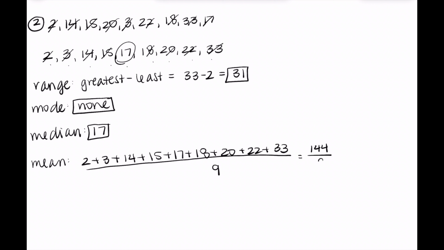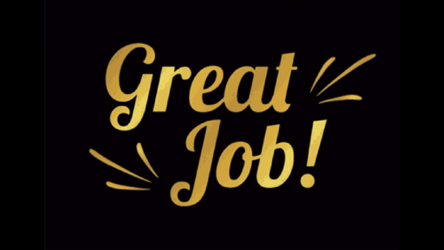When I add up all of the terms for our numerator, we get 144. 144 divided by 9 gives me 16. So 16 would be the mean of our data set. And that wraps up our second practice problem for today.